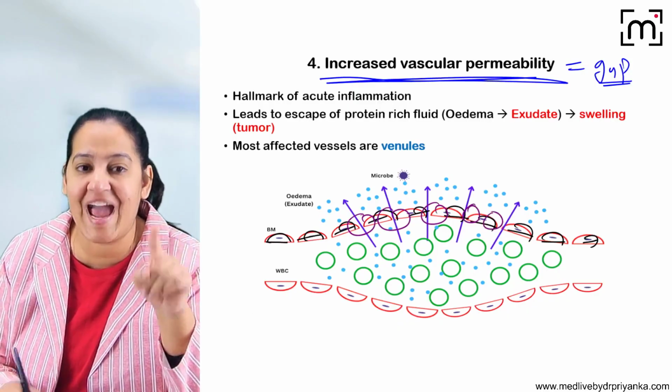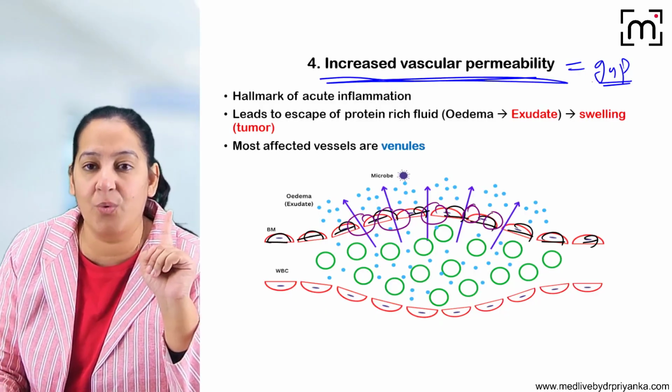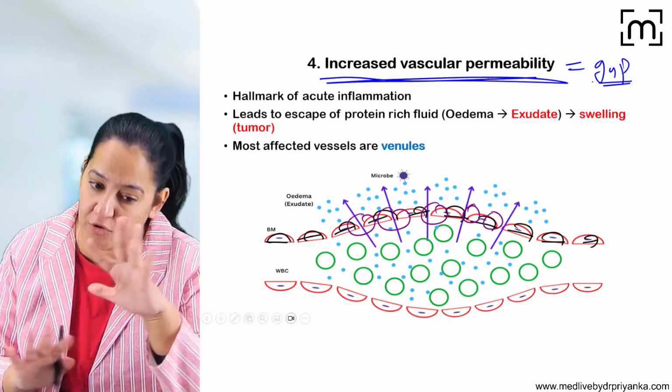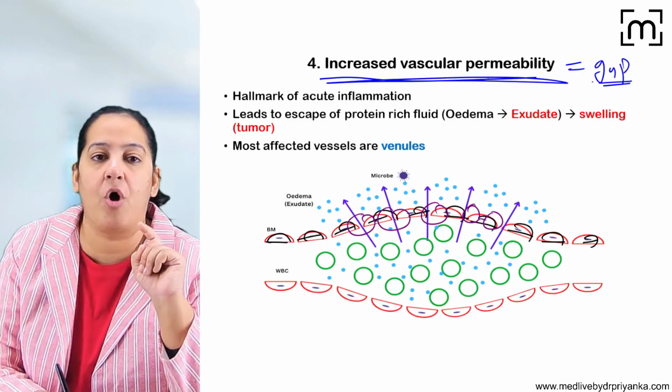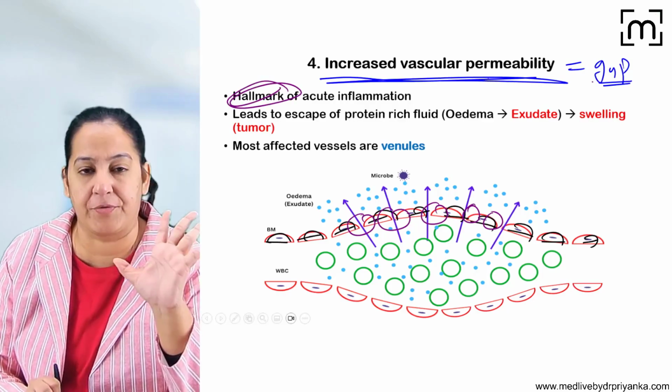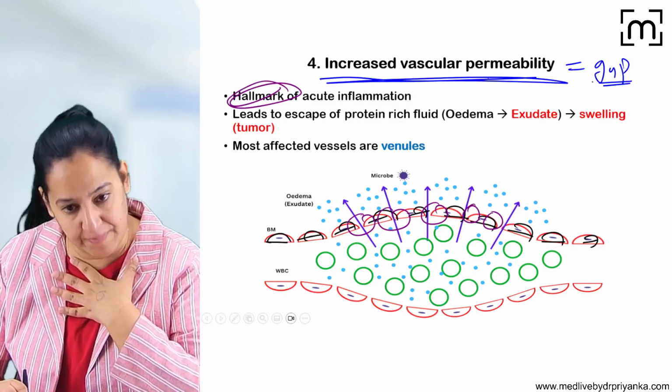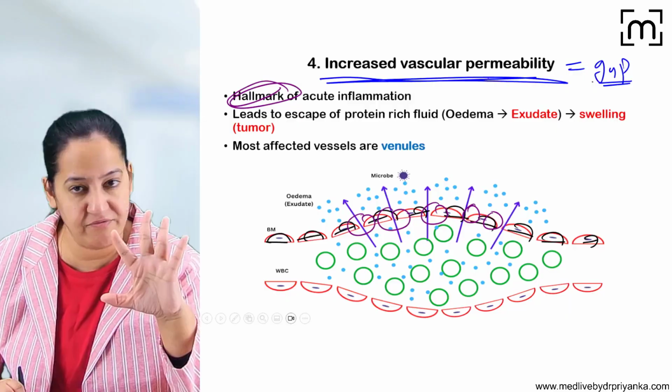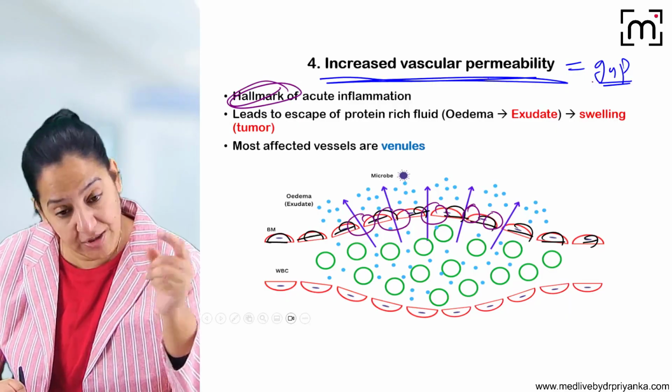So creation of gaps. The creation of gaps is known as increased vascular permeability, and out of all the 11 steps, this is the hallmark step. Creation of gap is ultra important. How this gap is created, I will tell you the mechanism. I will tell you 5 mechanisms, but first understand the creation of gap. Now the gaps are created.